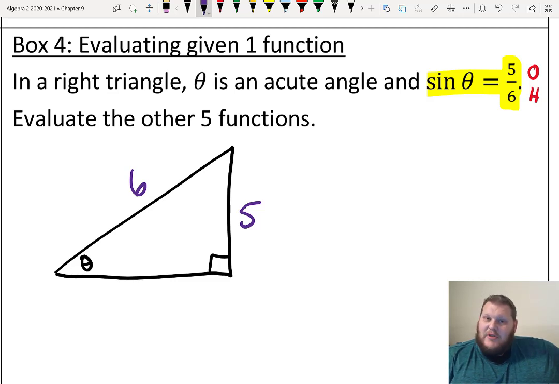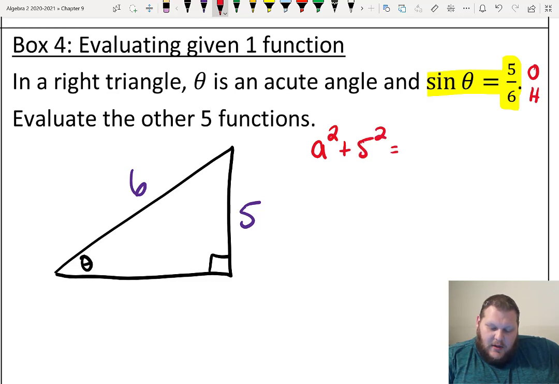Now that I've established that, this looks pretty similar to what we just did in box 3. I have to use the Pythagorean theorem to solve for that third side. I know one of my legs is 5 and my hypotenuse is 6, so I'll have to figure out what that third side is. So a squared plus 5 squared equals 6 squared, because this would be my unknown side, this adjacent side.